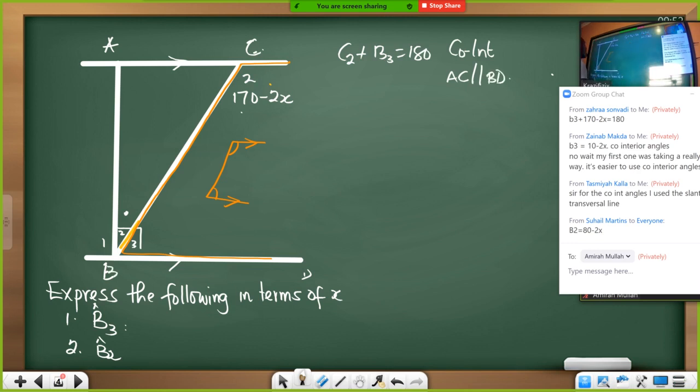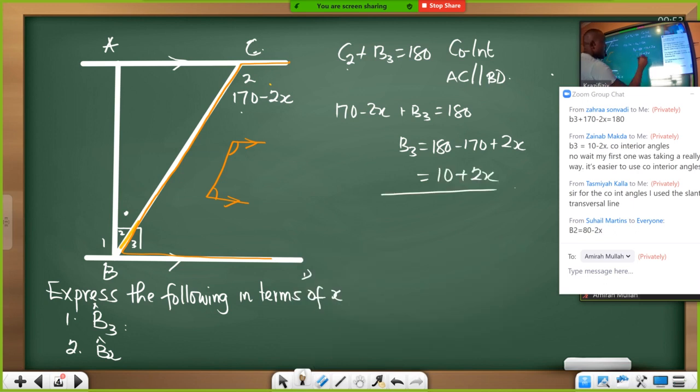Are we okay? So what is our B3? C2 first, 170 plus 2x plus B3. No, it's 170 minus rather. 170 minus 2x plus B3 equals 180. B3 is 180. Now if I take the negative, 180 minus 170 would give us 10. Do you see we still have a positive.